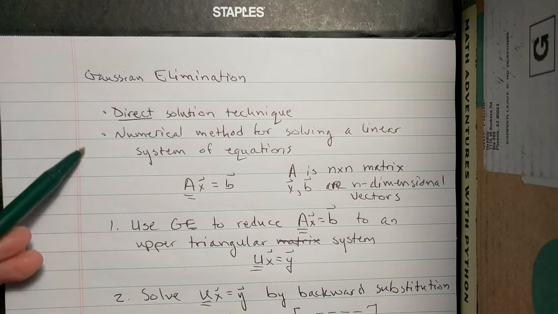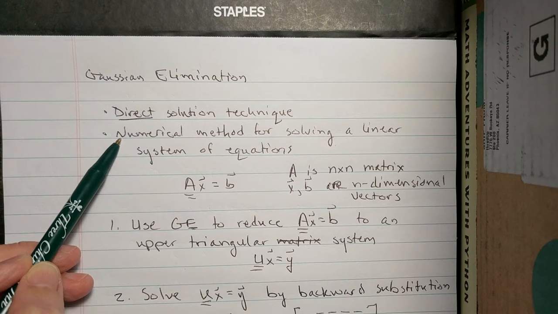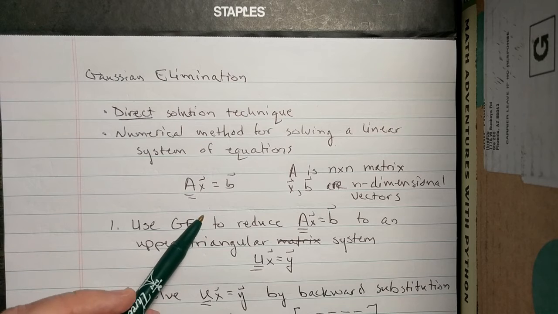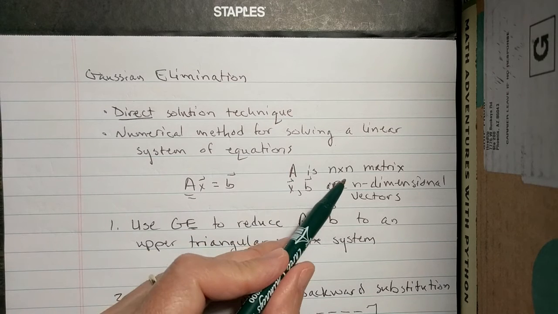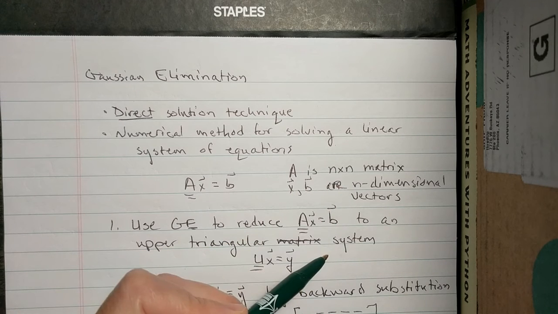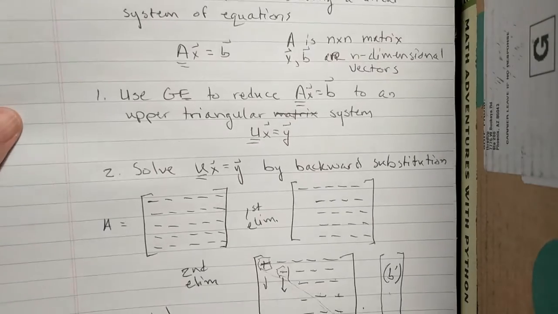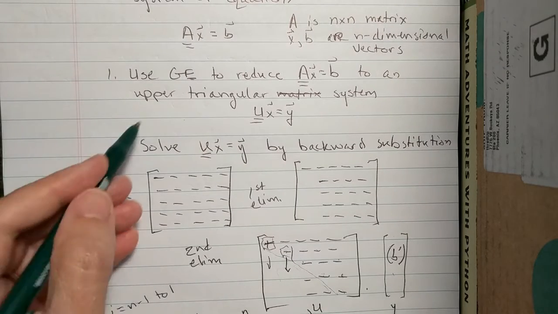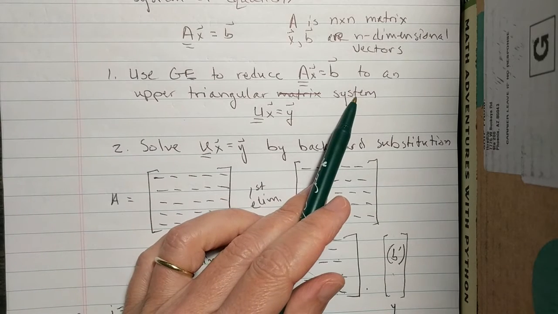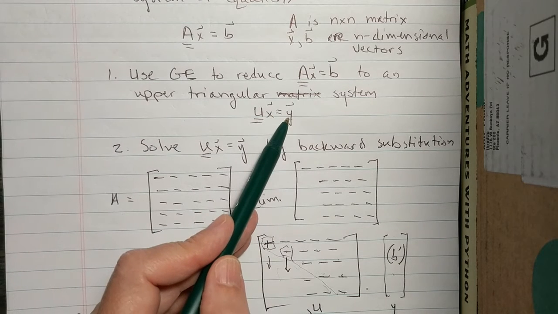All right, so Gaussian elimination is a numerical method for solving a linear system of equations. We know about our linear system of equations, n equations, n unknowns. We know that A is a square n by n matrix, and x and b are vectors that have n components in them. The basic approach is to use Gaussian elimination to reduce this system of equations to an upper triangular system, which we can call U times x equals y.